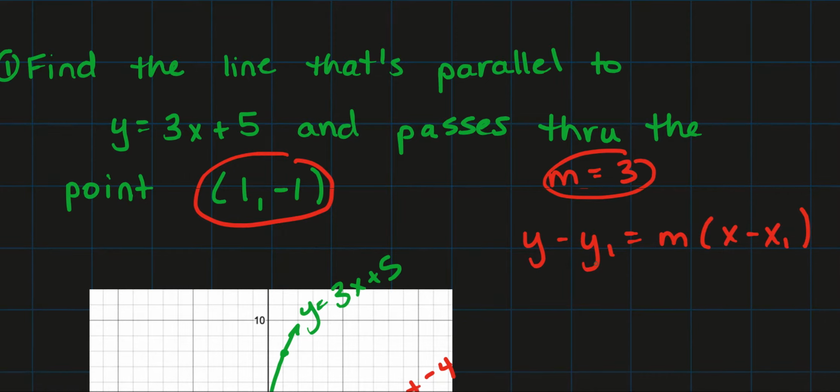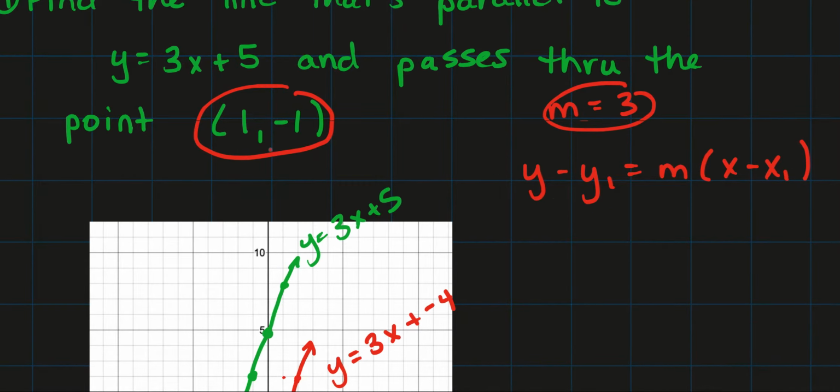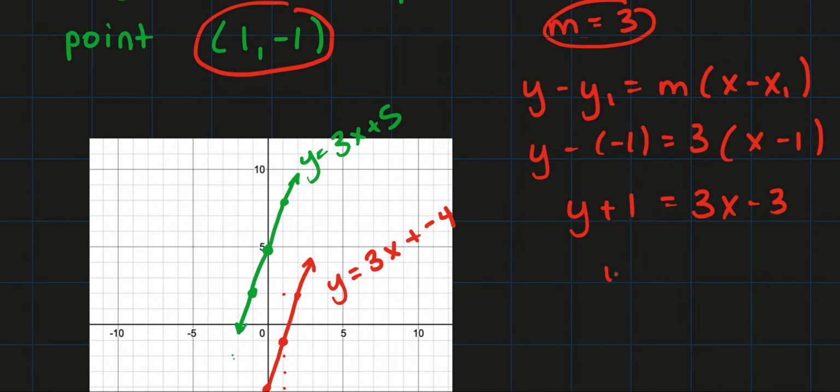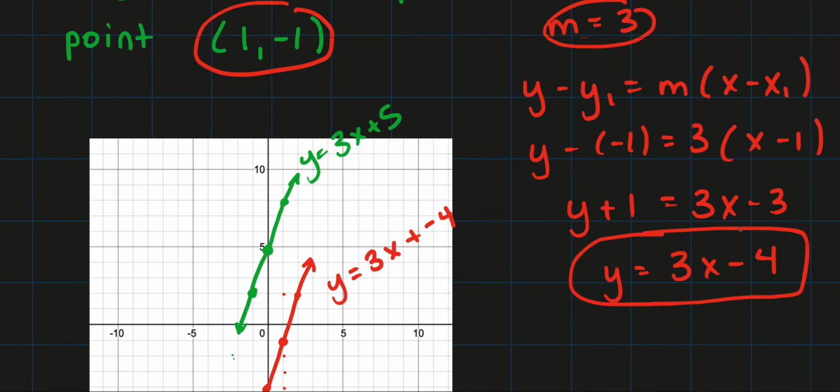And now we just plug in all of the information. Y minus a negative 1 is equal to 3 times x minus 1, just using this point here. So we get y plus 1, distribute this 3, we get 3x minus 3, and then solve for y. So we have y is equal to 3x minus 4, which is exactly what I got here. So this is the equation of the parallel line.